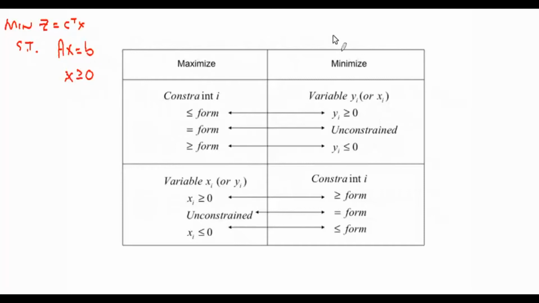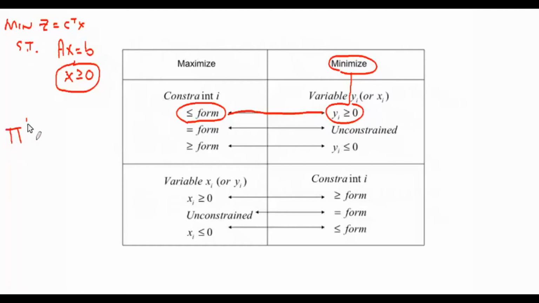This is a minimization problem. Our sign restriction on x is greater than or equal to 0, so let's come down the column to the sign restriction being greater than or equal to 0. Go over to the left, and we see that our dual constraints will have a less than or equal to sign. So we can write down our dual constraints as pi transpose A is less than or equal to c transpose.